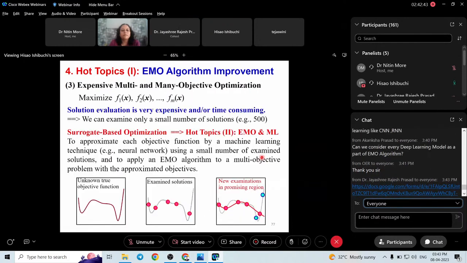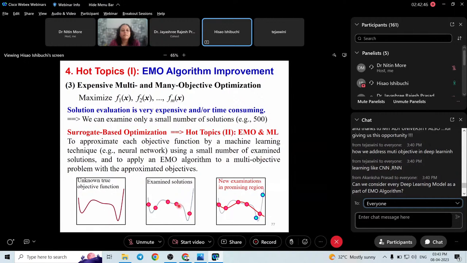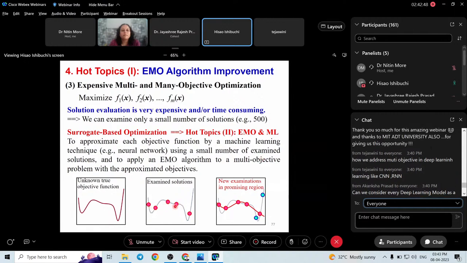In the case of surrogate optimization, again we have several examined solutions. For each point, we have an input vector x and also an output value fi. Then we can model each objective function. So in this case, we need m different models. And each model is used to approximate each objective function.